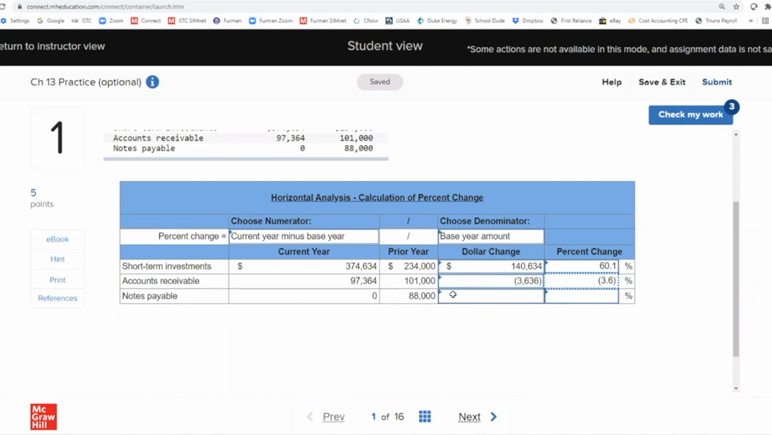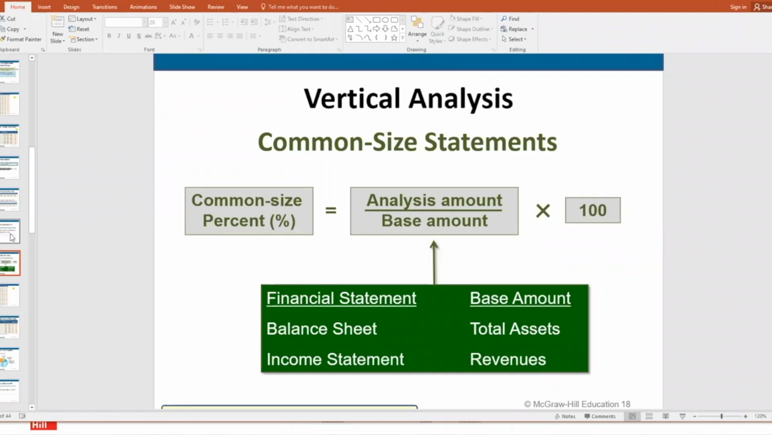Our notes payable went from 88 to 0. So that went down a big chunk, didn't it? It went down about 88,000. Negative 88,000 divided by 88,000 is negative 1, right? Well, 1 is 100%. So that's why it's a negative 100% change. Okay, vertical analysis.